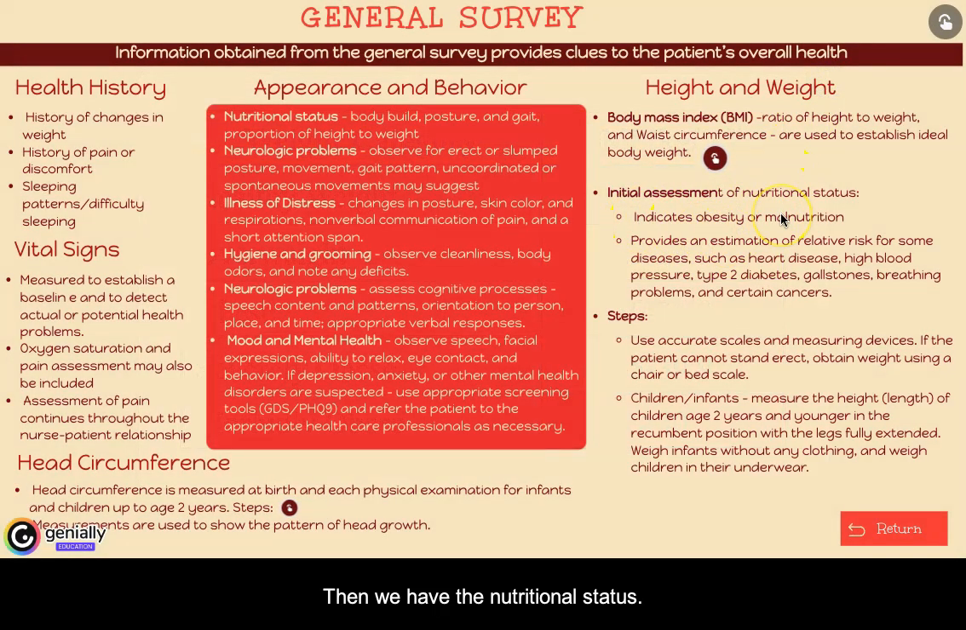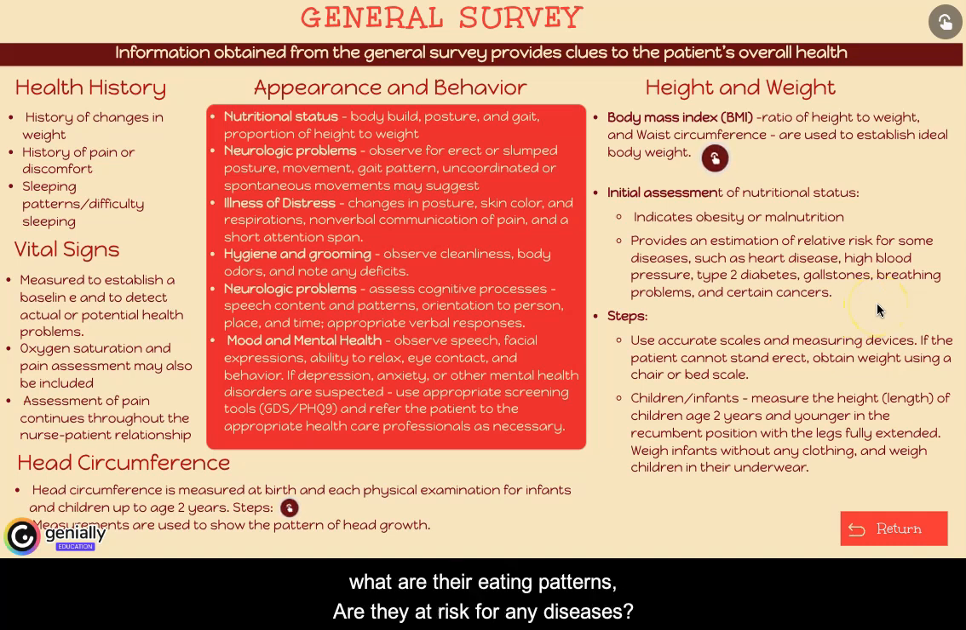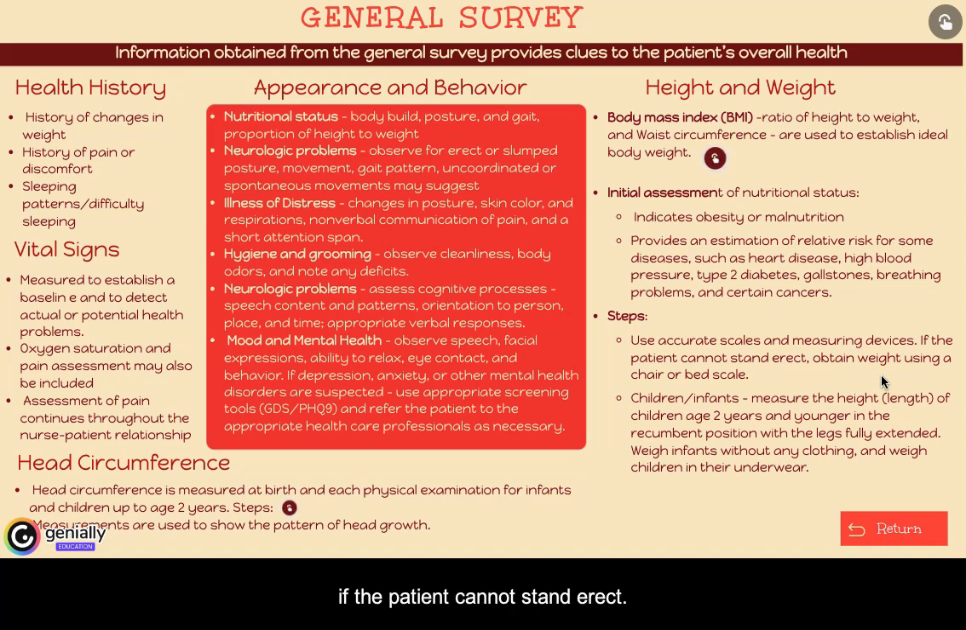Then we have their nutritional status. We want to know, are they suffering from malnutrition? How do they eat? What are their eating patterns? Are they at risk for any diseases? We also want to use accurate scales and measuring devices if the patient cannot stand erect, right? You can use the bed scale or a chair scale.